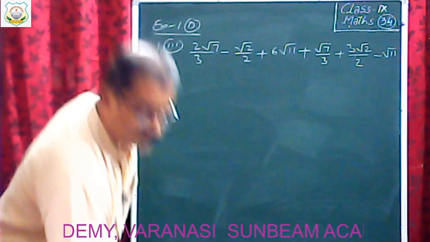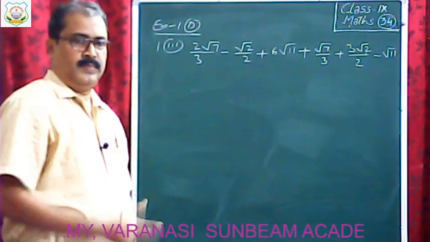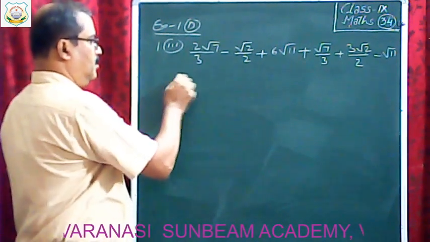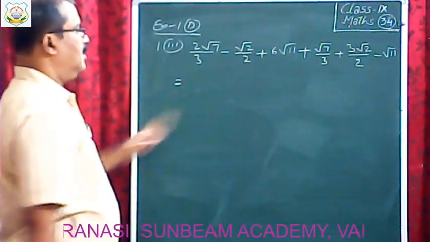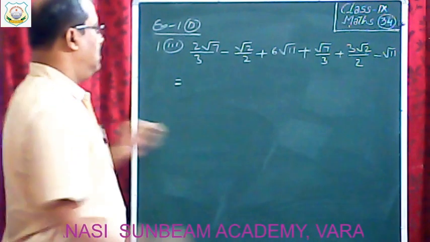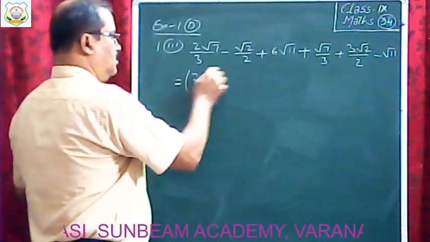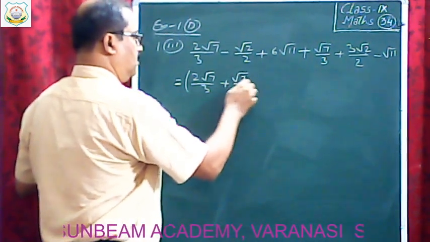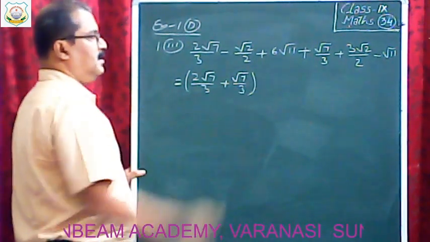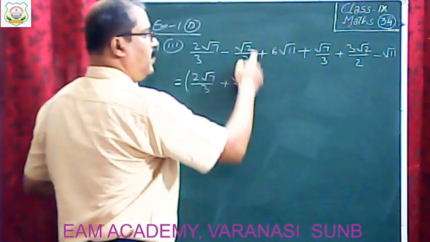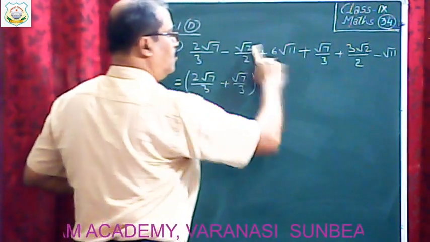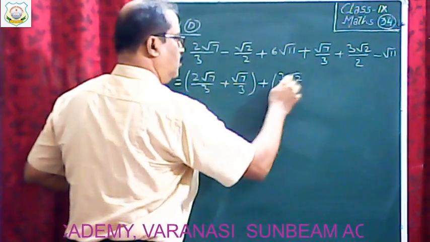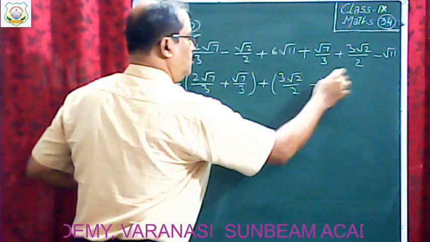Okay. Now grouping of like numbers. We have to make the group of like numbers. Square root 7, square root 7. Okay, so write 2 square root 7 upon 3 plus square root 7 upon 3. Then after that, root 2 by 2, root 2, root 2. So plus that 3 root 2 by 2 minus root 2 by 2.